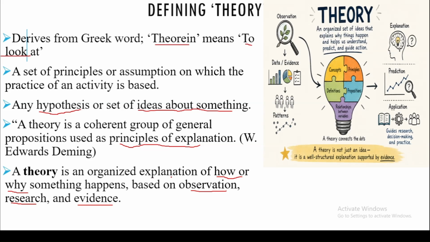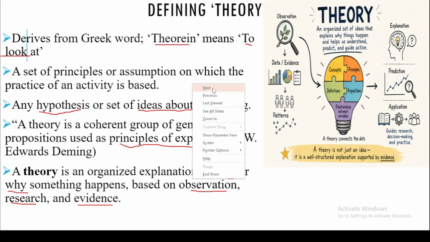A theory gives an answer to the question how or why something happened or happens, and the answer is completely based on observation, research, and evidence. So observation, research, and evidence are the most important parts of a theory through which a theory stands. So this is the general idea about theory.